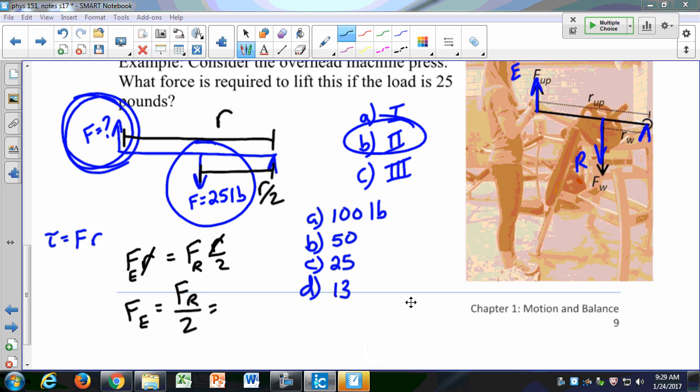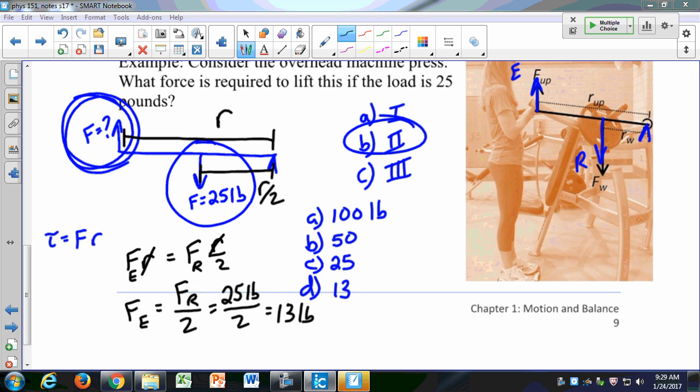All right? So it's going to be 13. 25 pounds divided by 2, that's equal to 13 pounds. Okay? But know how to work these torque problems in order to figure out what is going to be the force required in order to exert this force on this simple machine. It's important because it comes up quite a bit, and we'll see later.